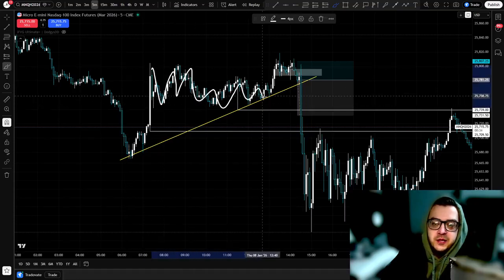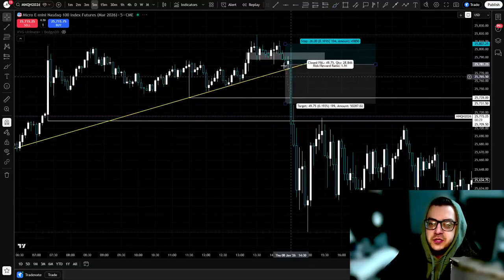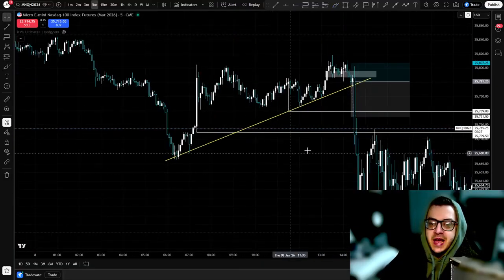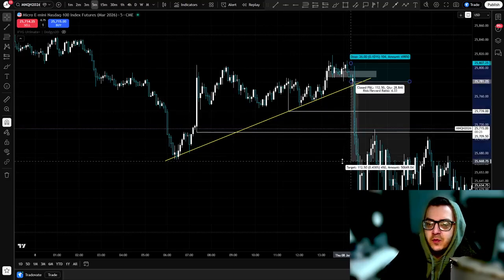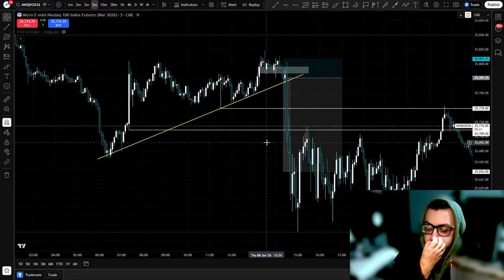In my opinion, accumulation, manipulation, where we sweep this high. And then, as you can see, we got the inversion there. And then once open came, it just absolutely blasted down straight through all these levels. At least a 1 to 5. Another really solid trade.